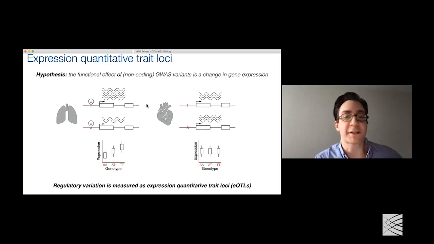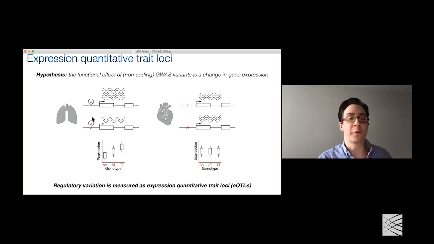And often these effects can be tissue-specific. What I'm illustrating on this slide is an example where in the lung, for example, we find a strong correlation between genotype and gene expression in the presence of a specific variant, assuming that there's some cofactor that steers this in the lung, whereas it's absent in the heart, where this effect is not observed.